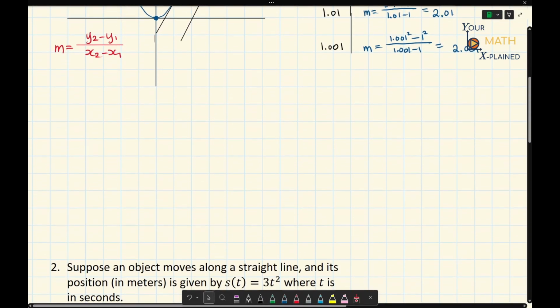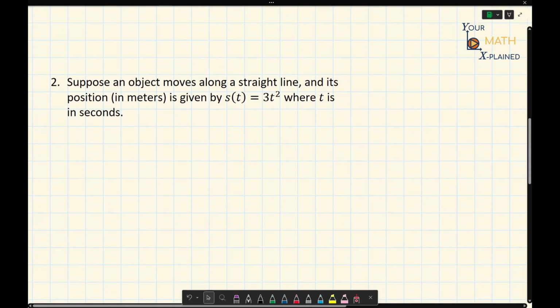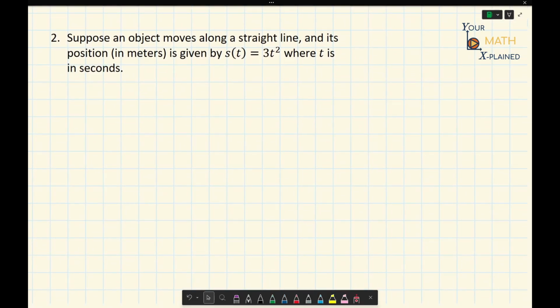Now let's switch context. Let's take a look at the velocity problem. Suppose that we have an object that moves along a straight line, and its position in meters is given by the equation s of t is equal to 3t squared, where t is in seconds. Now suppose the question is we want to find the velocity of this object at time t is equal to 5. Now the process would be similar as above.